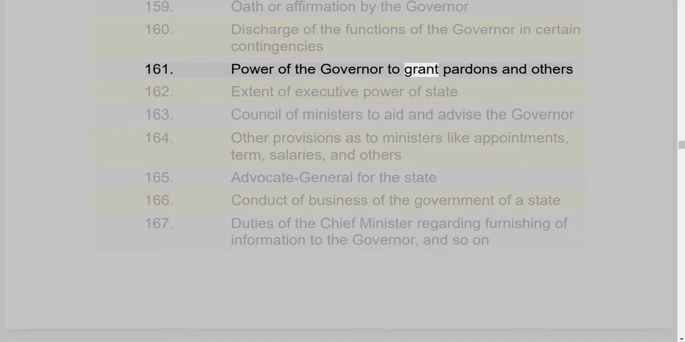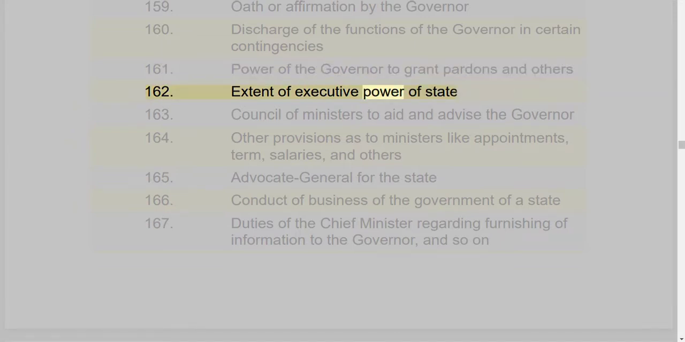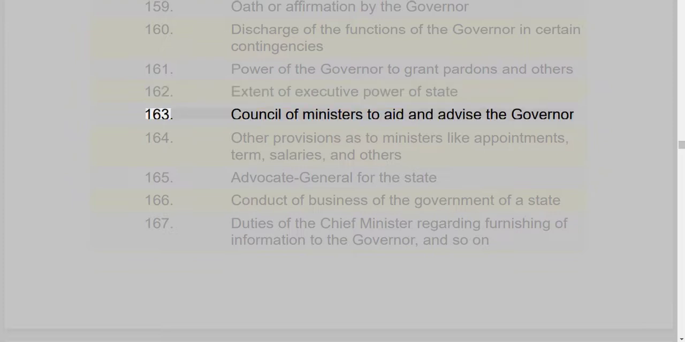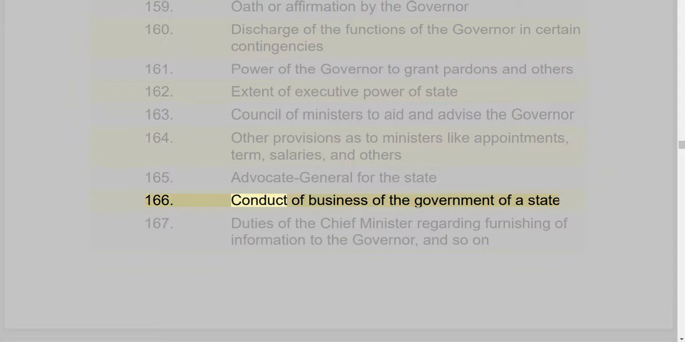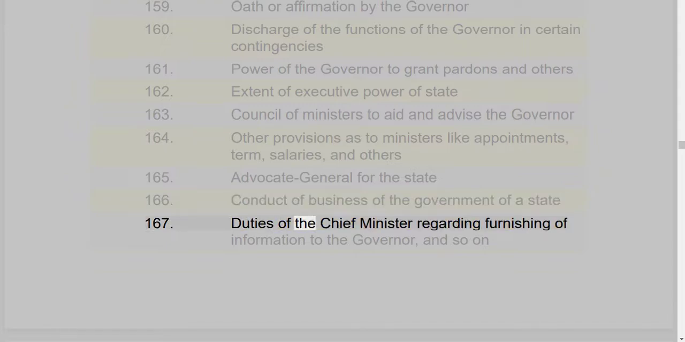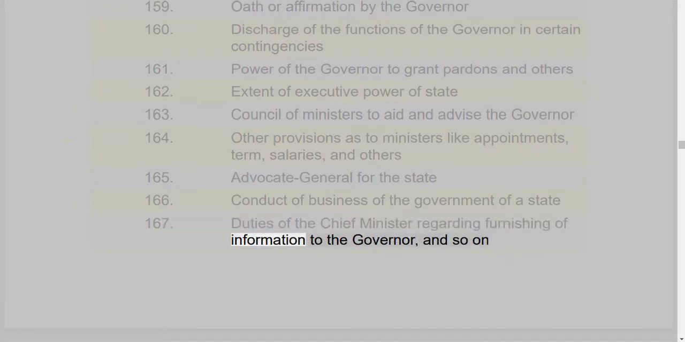161. Power of the governor to grant pardons and others. 162. Extent of executive power of state. 163. Council of ministers to aid and advise the governor. 164. Other provisions as to ministers like appointments, term, salaries, and others. 165. Advocate General for the state. 166. Conduct of business of the government of a state. 167. Duties of the Chief Minister regarding furnishing of information to the governor, and so on.